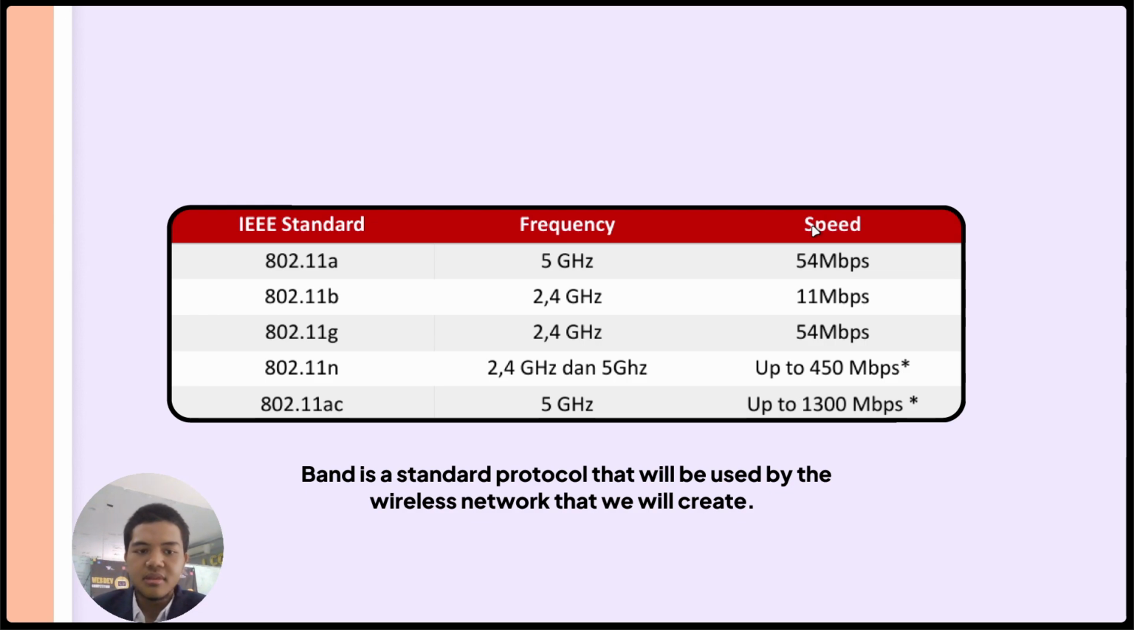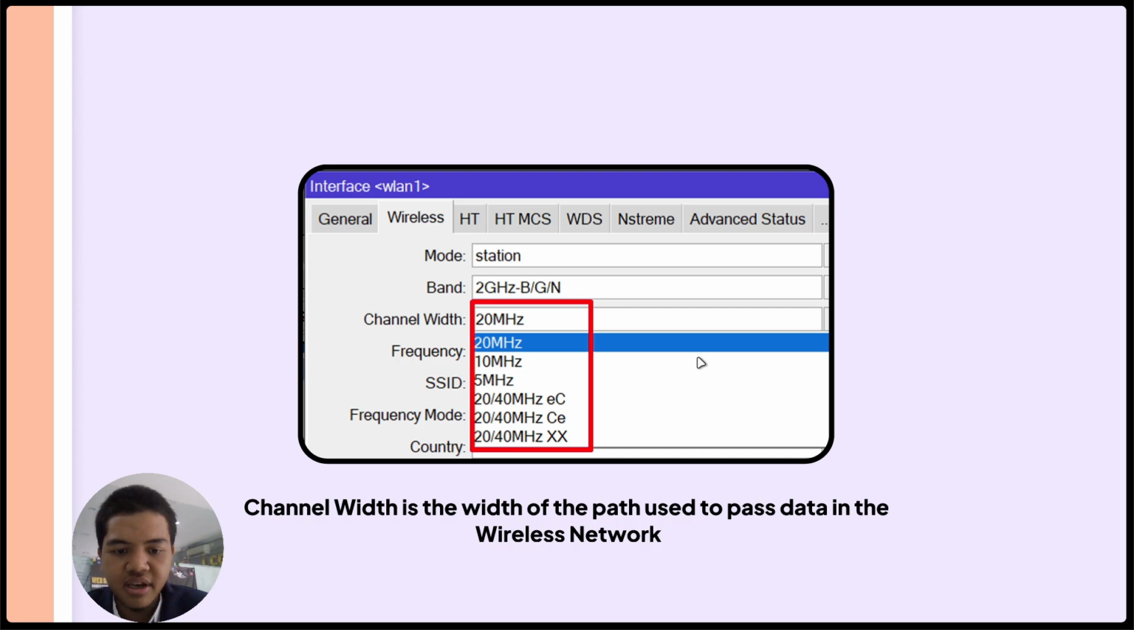Okay, next I will show you the band, like a protocol that we use for the wireless network. This shows the IEEE standards and the frequency and speed that we use. For example, if you choose this protocol, it will use this frequency and this speed. The high speed one uses the protocol 802.11 ac. It uses 5 gigahertz and up to 1 gigabit per second. So this is about the protocol. Okay, and now I will show you the channel width.